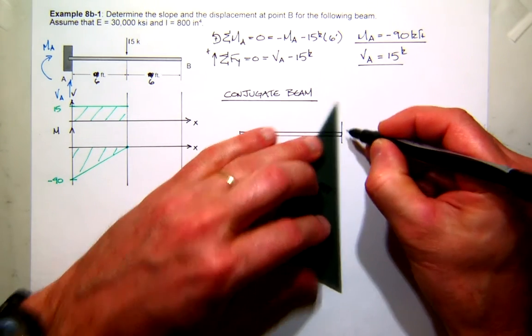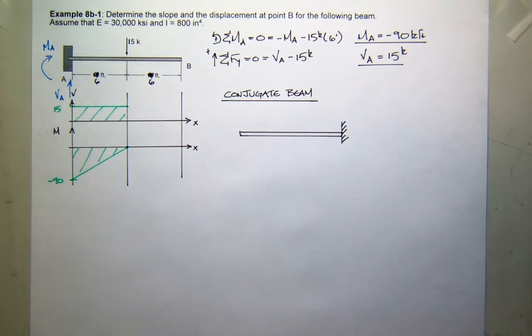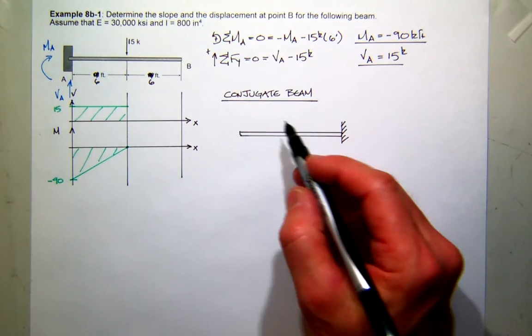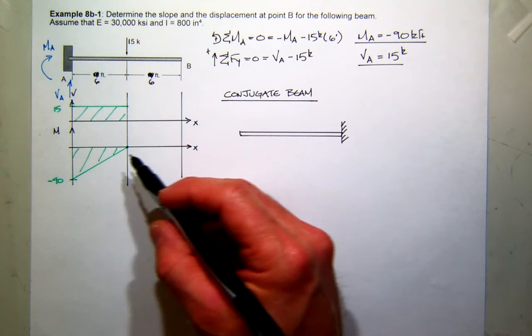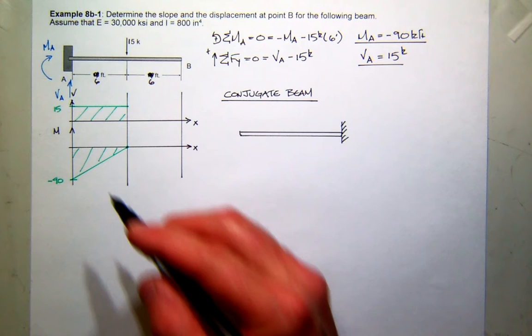Now remember, that's not a pattern that you should seek to find every time. So we just map the conditions. Now, we apply the conjugate beam M divided by EI as load.